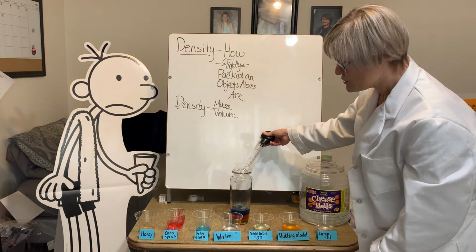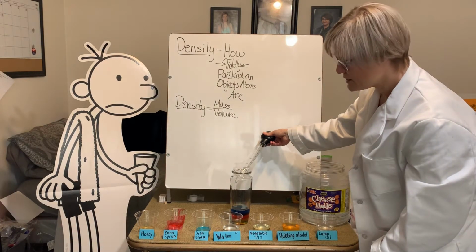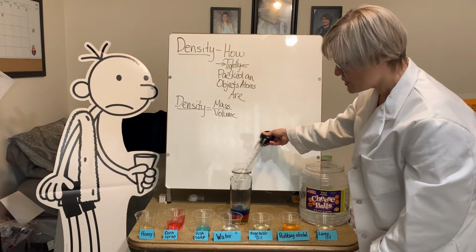So the corn syrup is next on the layer. So that would be the next dense thing that I've put in there. And then the dish soap. Now we'll have to see what happens with the water.